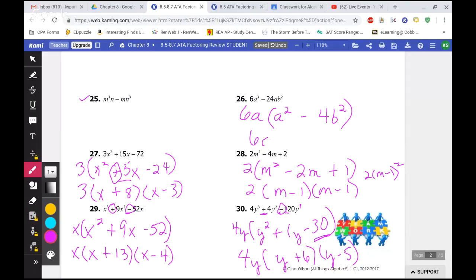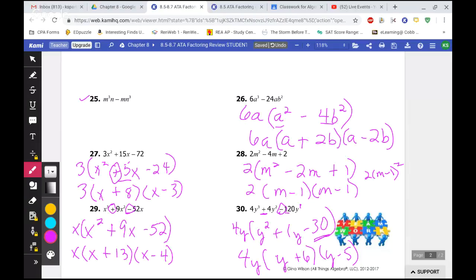So don't forget to write your 6A. And this is the difference of two squares. So the square root of A squared is A, plus the square root of 4b squared is 2b. And then you just write that same thing again with a minus sign in the middle, because it's the difference of two squares. So you take the square root of each of the terms and separate them by a plus in one set of parentheses and a minus in the other.